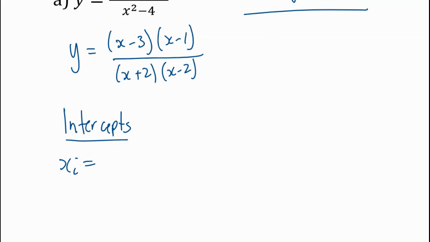X-intercepts occur where the top is equal to 0. So that's at positive 1 and positive 3.